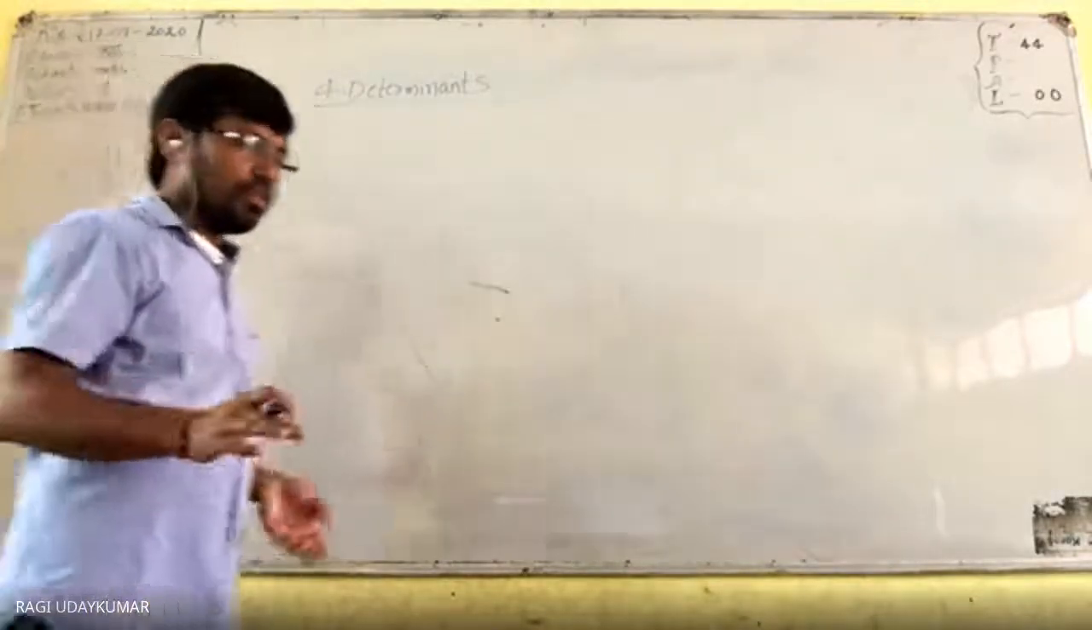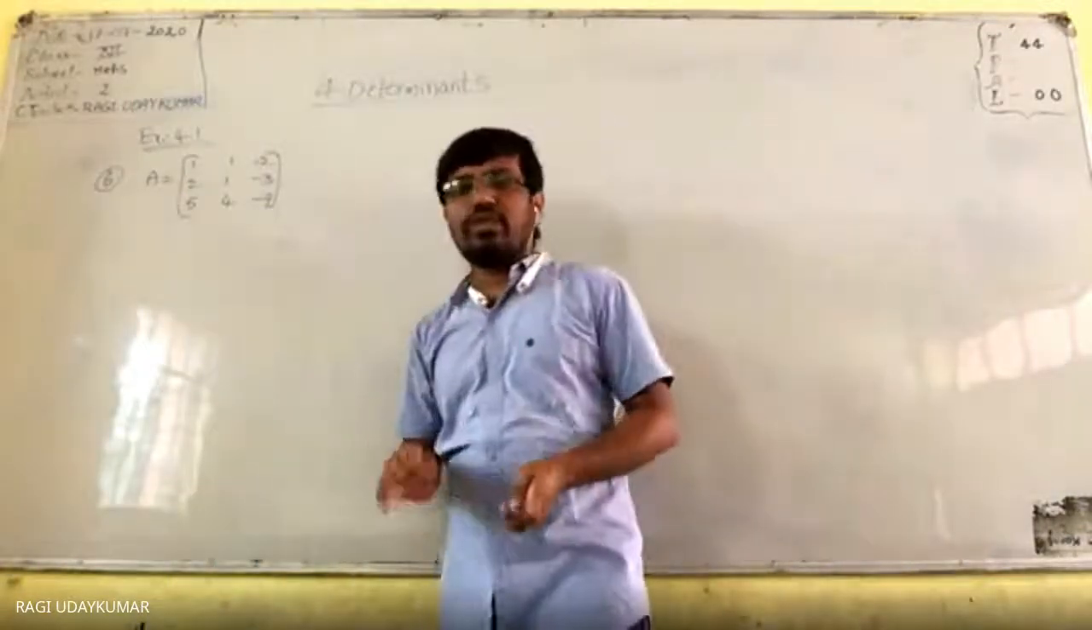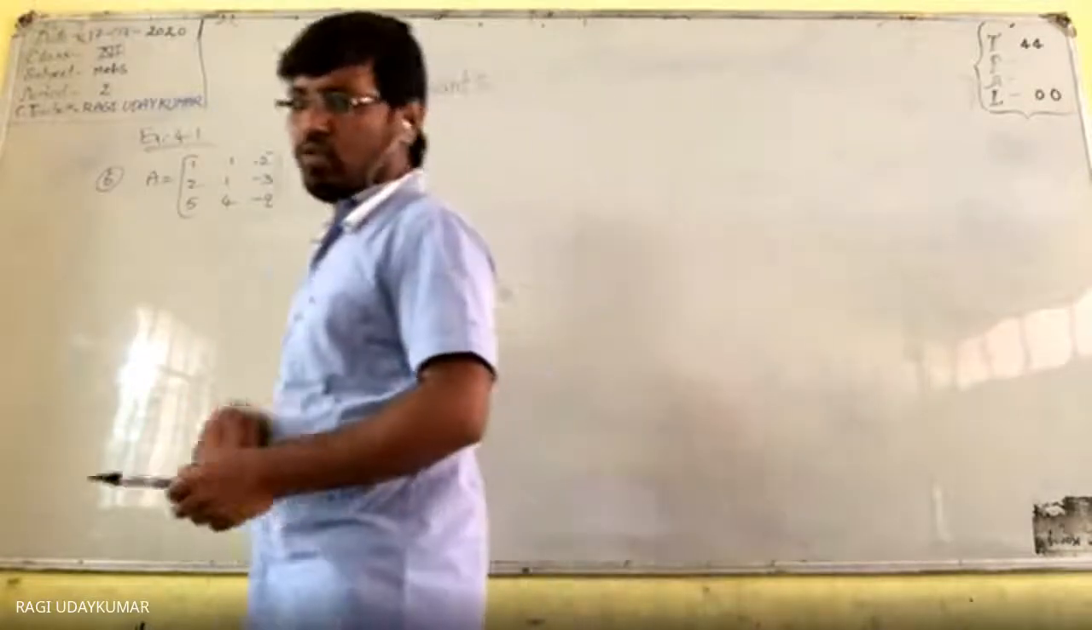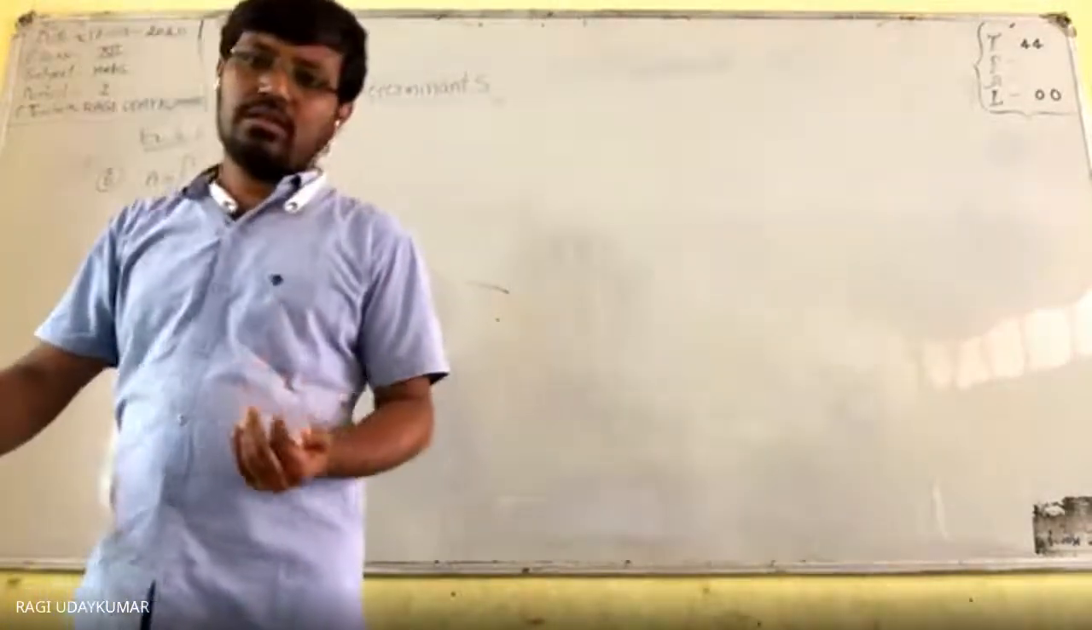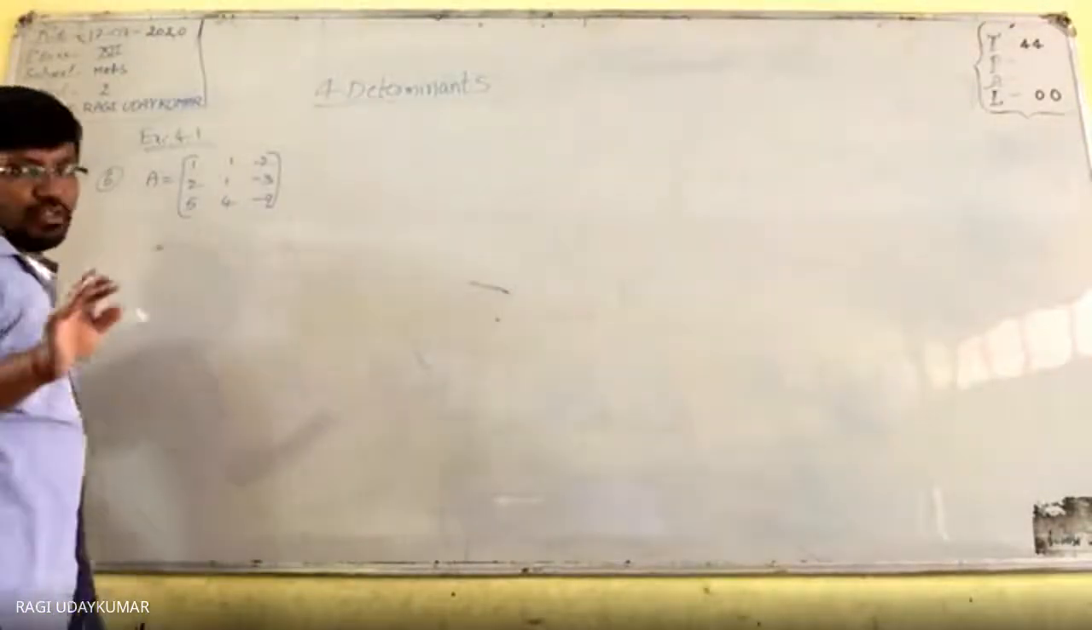Either you can take the first row, second row, or any row. If I take the first row, you take another row and try it. Don't copy this problem as it is. Now what here? I am taking the first row.